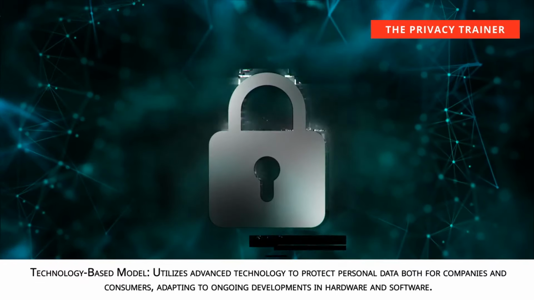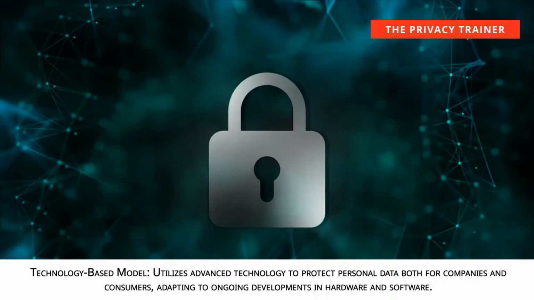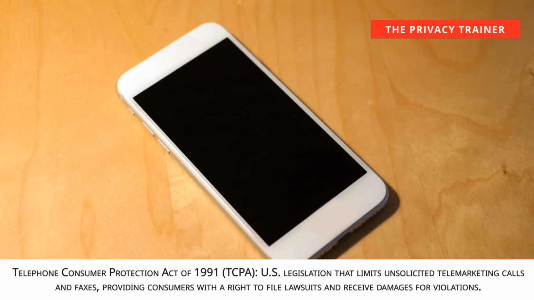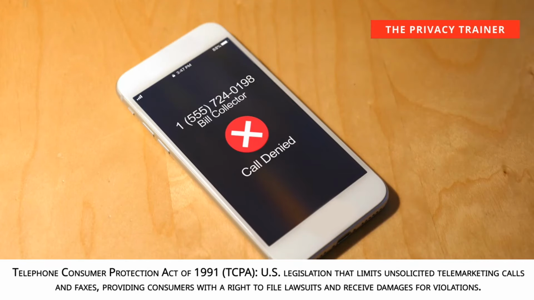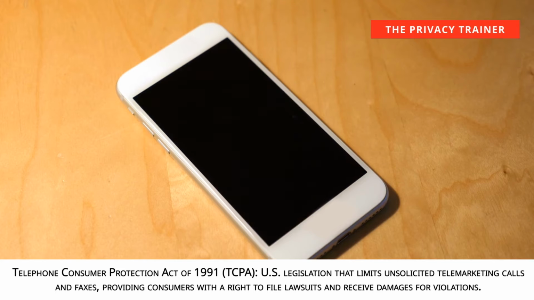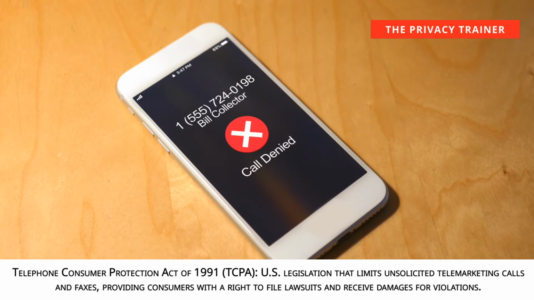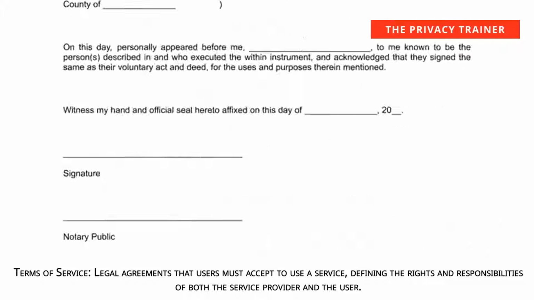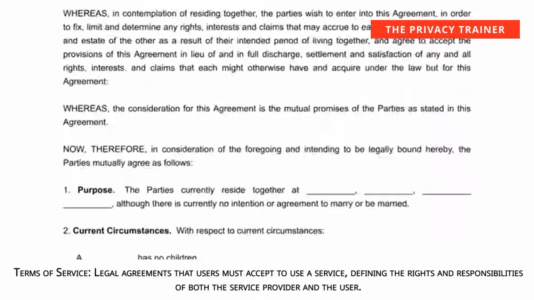Technology-based model utilizes advanced technology to protect personal data both for companies and consumers, adapting to ongoing developments in hardware and software. Telephone Consumer Protection Act of 1991, TCPA, U.S. legislation that limits unsolicited telemarketing calls and faxes, providing consumers with a right to file lawsuits and receive damages for violations. Terms of service. Legal agreements that users must accept to use a service, defining the rights and responsibilities of both the service provider and the user.